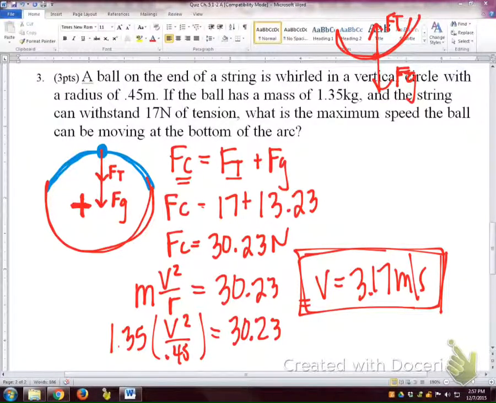At the top of its arc, it has the ability to go a little bit faster because tension and gravity are both pointing in the same direction. When it reaches the bottom of its arc, those two are opposing forces, so they act a little bit differently. At the top of its arc, it can go just a little bit faster, and we can see that here with our velocity.